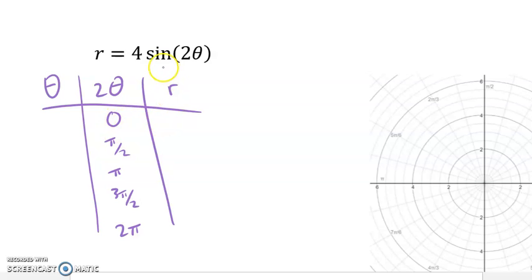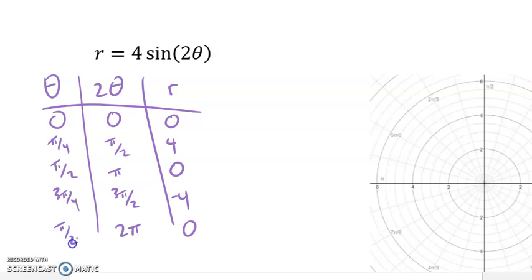That's going to give us, for the sine, 0 and then the maximum and then back to 0 and then the minimum and then back to 0. But that's not for theta values. Those are for 2 theta values. So divide everything by 2 and we'll get 0, pi over 4, pi over 2, 3 pi over 4, and pi. Here we go.